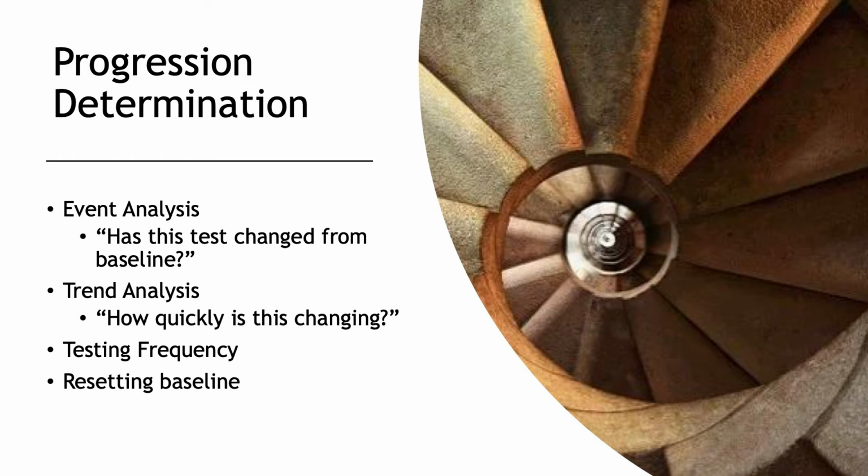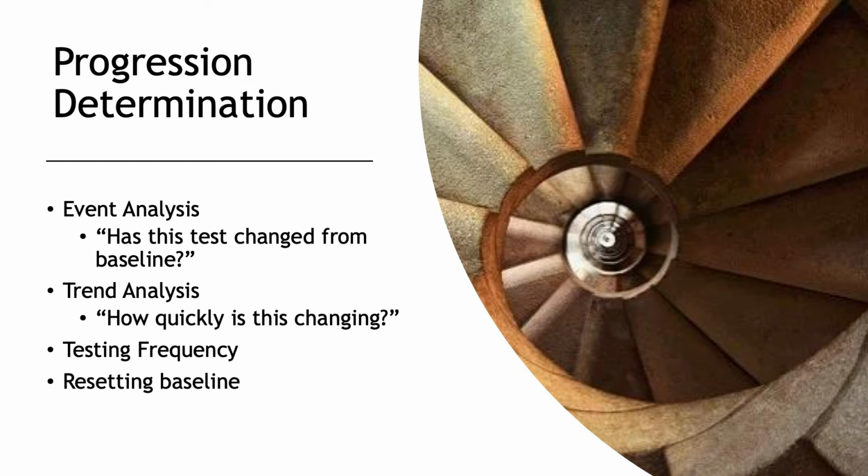So we can look at progression determination really in sort of two different ways. And the first way is called event analysis. And I like to think of event analysis as just a yes or no question. Has today's test changed significantly from the baseline? So it's really kind of yes or no. And so that's going to use what we know about test-to-test variability. So you could talk about that in terms of a visual field. How much fluctuation do we expect a patient to have from test to test? You could look at it from an OCT standpoint. What's the test-to-test variability and measurement?